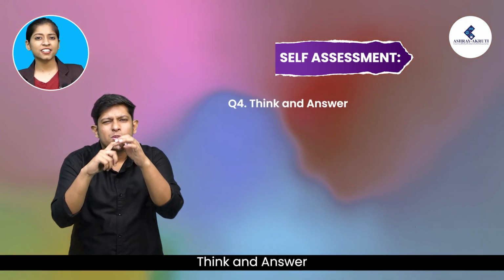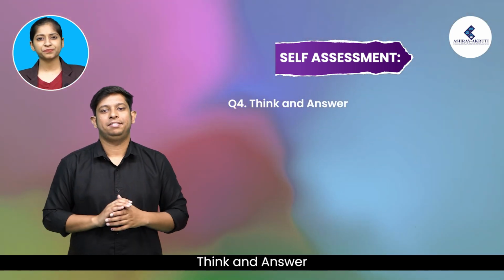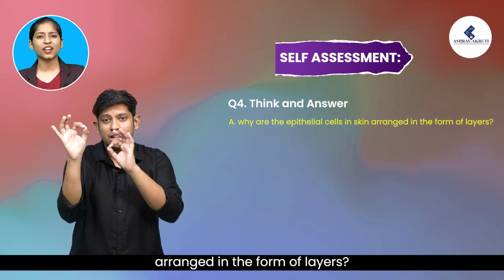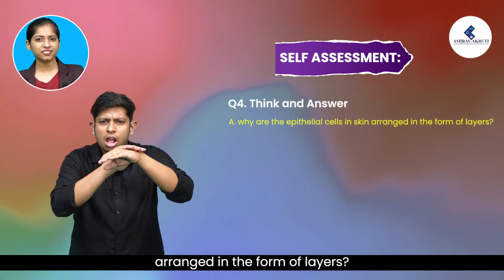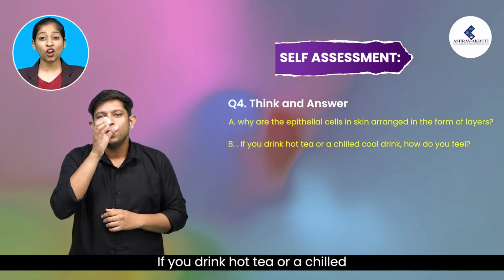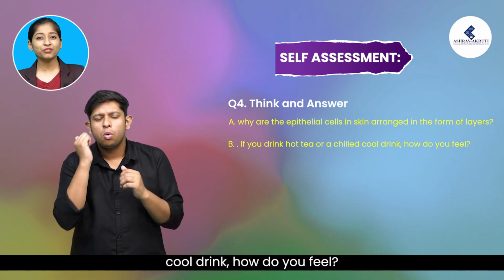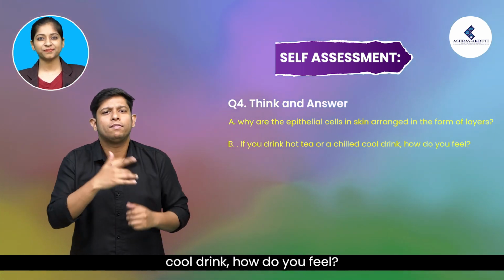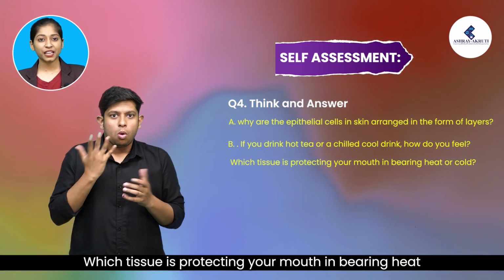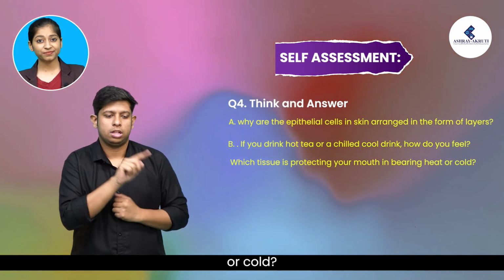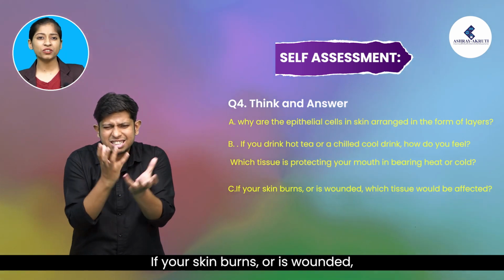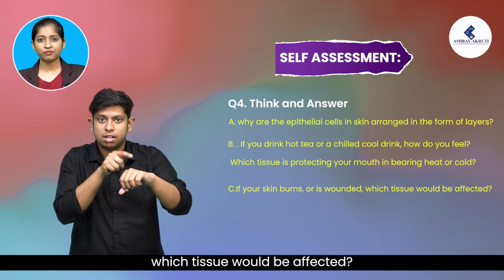Think and answer. Why are the epithelial cells in skin arranged in the form of layers? If you drink hot tea or chilled cold drink, how do you feel? Which tissue is protecting your mouth in bearing heat or cold? If your skin burns or is wounded, which tissue would be affected?